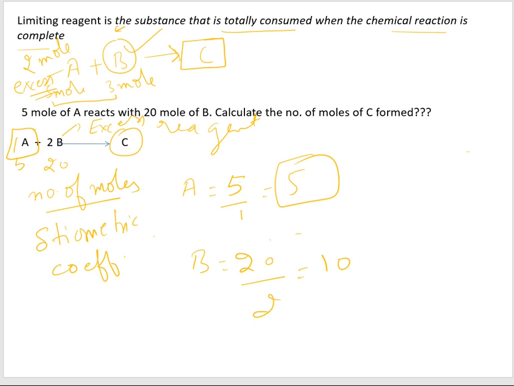So how much C will be formed depends on the limiting reagent A. So the number of moles of A upon its stoichiometric coefficient 1 is equal to the number of moles of C upon its stoichiometric coefficient 1. So 5 upon 1 is equal to nC upon 1. So the nC value will come to 5 moles. C will form 5 moles. This is the basic concept of the limiting reagent.